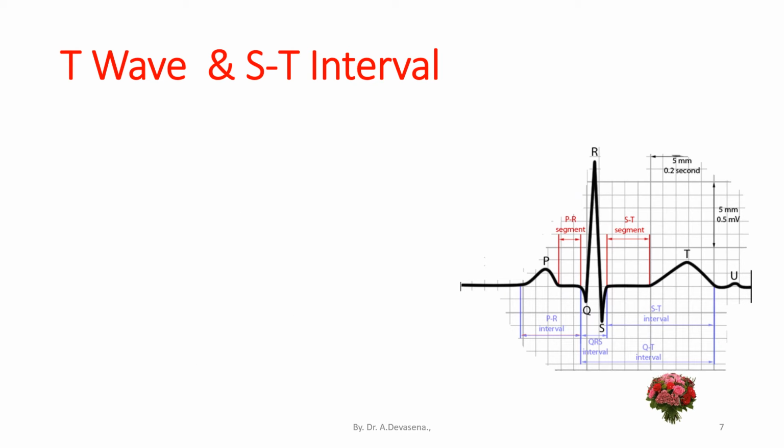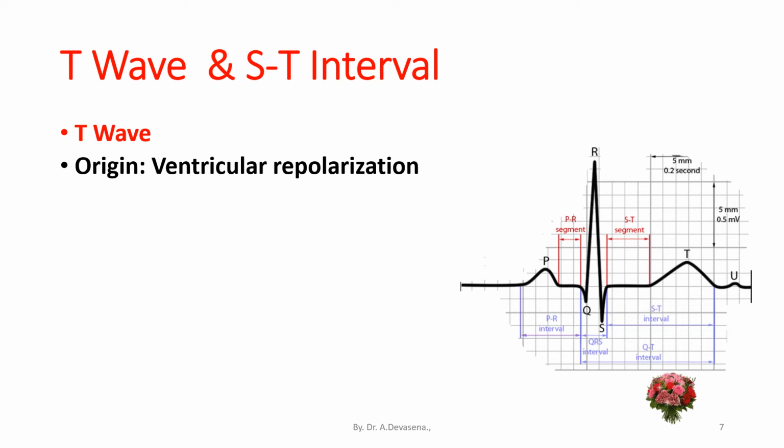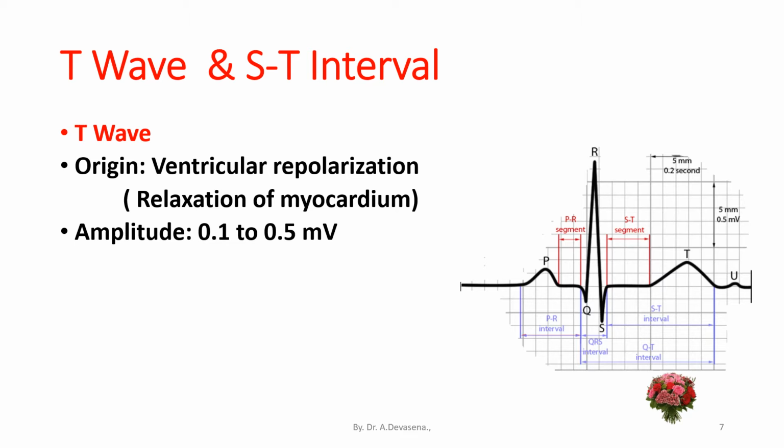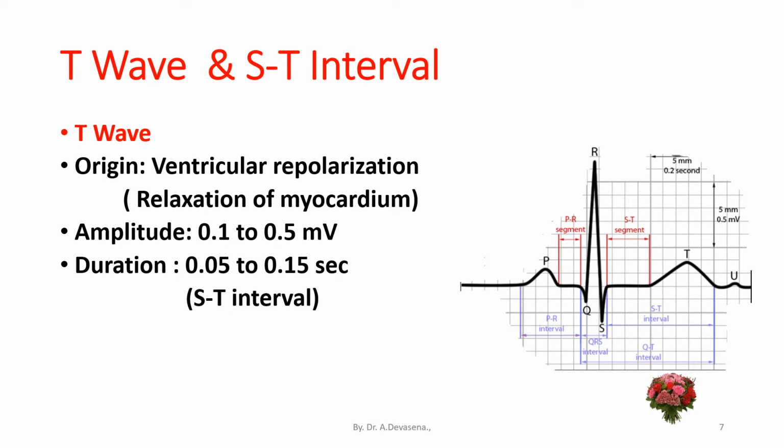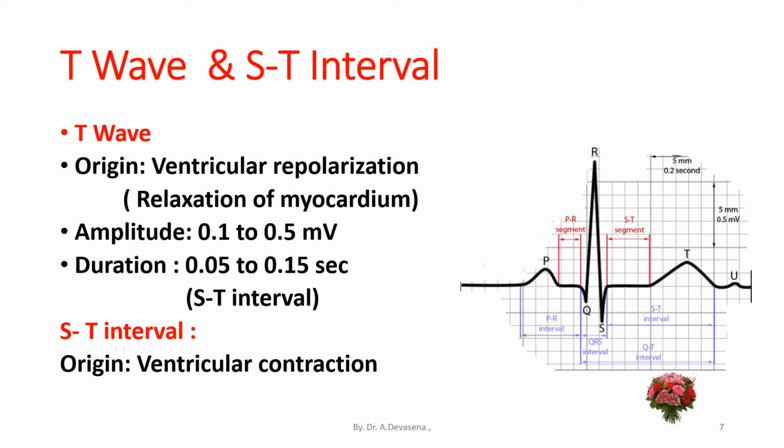T wave and ST interval. The origin of the T wave is ventricular repolarization, that is relaxation of the myocardium. The amplitude of the T wave is 0.1 to 0.5 millivolts. The duration of the T wave is 0.05 to 0.15 seconds. The ST interval duration is indicated here. The origin of the ST interval is ventricular contraction.